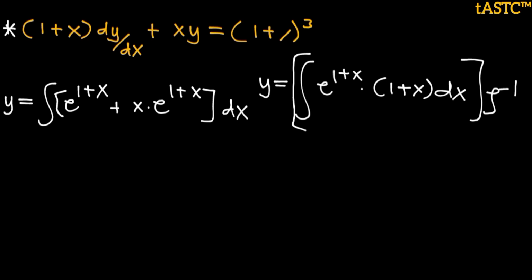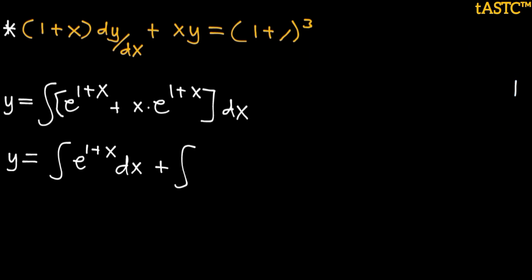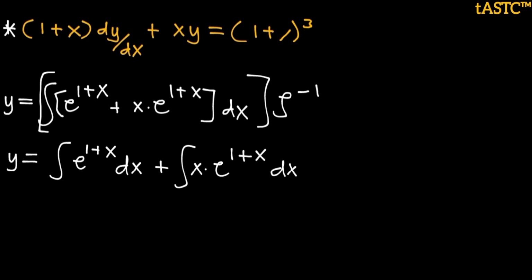Now, I need to work it gradually. So y is going to be equal to the integral of e raised to the power of 1 plus x dx plus the integral, and I'm going to rewrite this here. We know that this should be multiplied with rho to the negative 1. Now here we should have x multiplied by e raised to the power of 1 plus x dx.